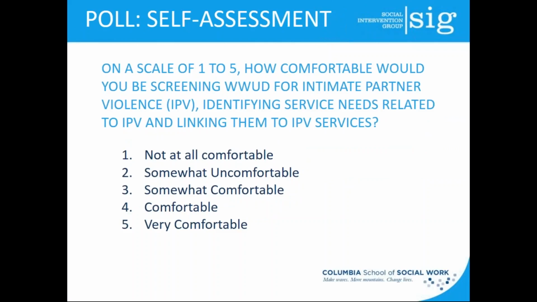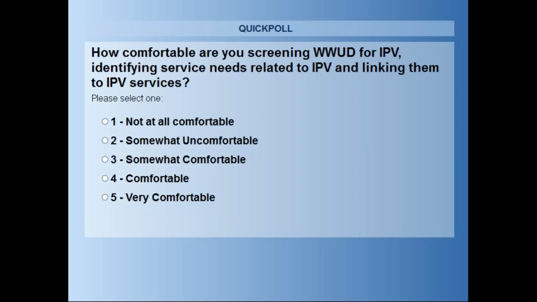Okay, and now what I'd like you to do is another poll, just on a scale of 1 to 5, how comfortable would you be screening women who use drugs or alcohol for intimate partner violence, identifying service needs related to IPV, and linking them to IPV services? 1, not at all comfortable, 2, somewhat uncomfortable, and you can go all the way up to 5, very comfortable.